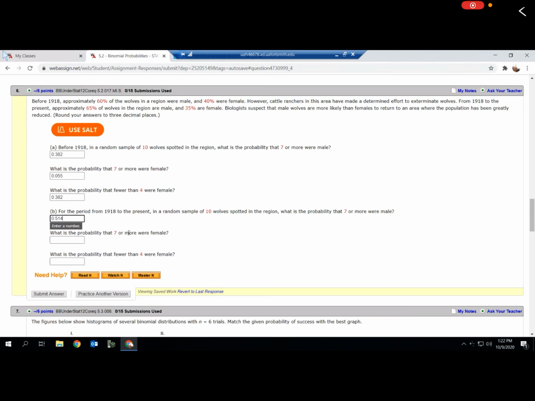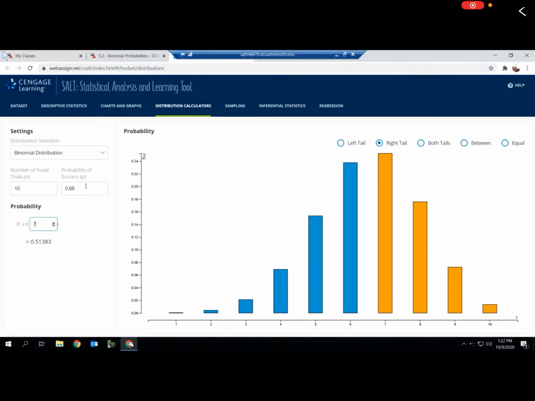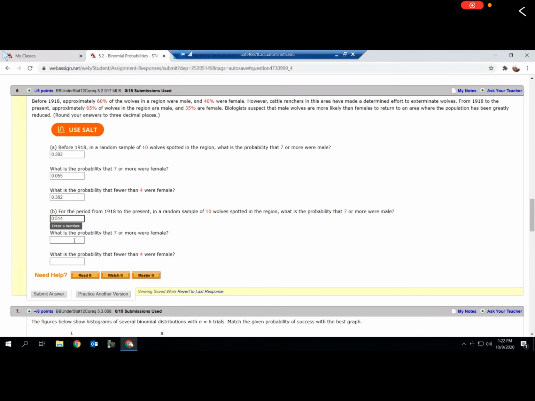What's the probability that 7 or more were female? Change our probability to 0.35. 10 wolves, 35% female, 7 or more, that's 0.026. And then finally, the probability that fewer than 4 were female.